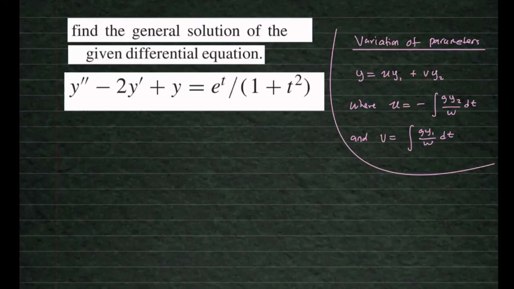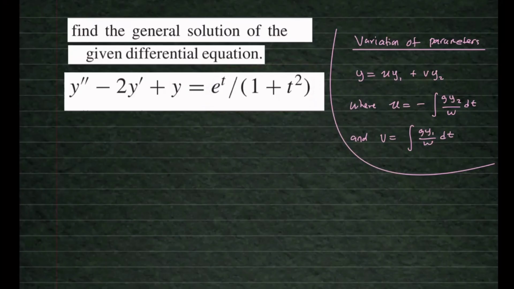Okay, so let's see why we're going to use this method. Because as you can see, the right side of the equation, we have a function of t, and it's e to the t divided by 1 plus t squared, which happens to be on the bottom, so it's considered rational. So we know the undetermined coefficients method is not going to be useful. So we go with this method.